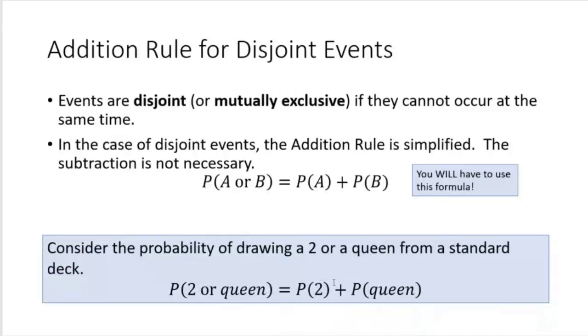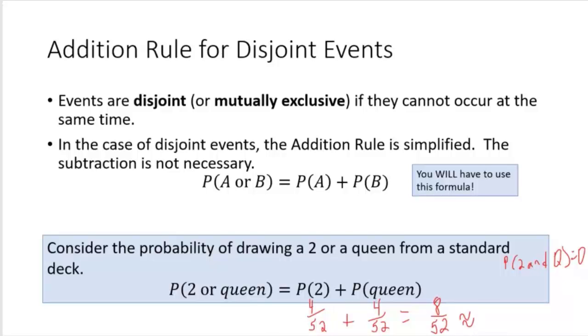Drawing a 2 or a queen. The probability of drawing a 2 or a queen. Well, the probability of drawing a 2, there are 4 of those in the deck of 52, and there are 4 queens in the deck of 52. There is no need to subtract because the probability of getting a 2 and a queen is 0. So even if you used the other formula where it had subtraction, you would be subtracting off 0, and it would make no difference. So 4 out of 52 plus 4 out of 52 is 8 out of 52.